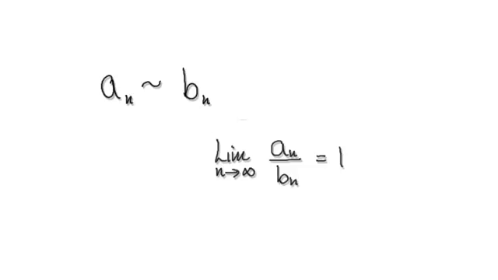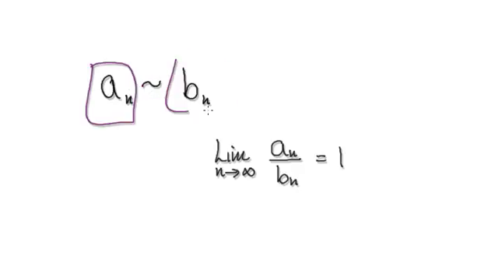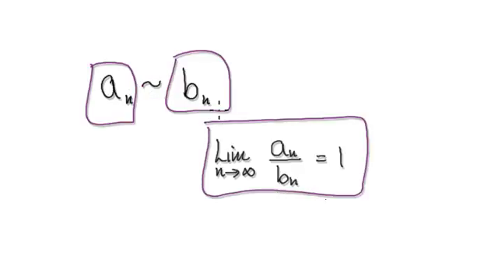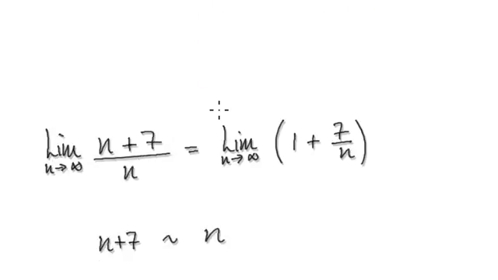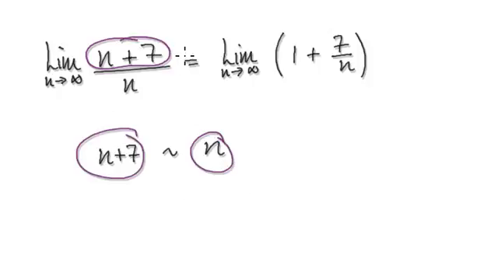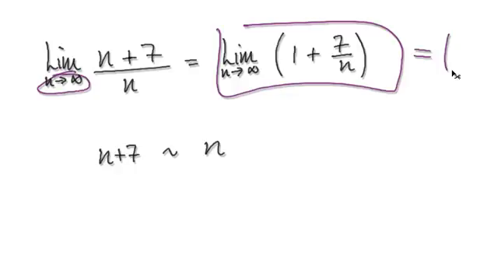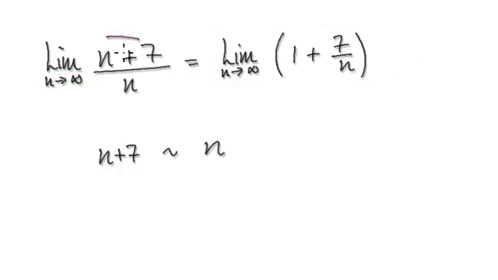So here's a notation. We say a_n is similar to b_n, written a_n twiddle b_n, if this is true. For example, you see this thing here is similar to this thing here because as n tends to infinity, you can see that this whole thing equals 1. We've seen this many times in the past. So this thing here is similar to this thing here.